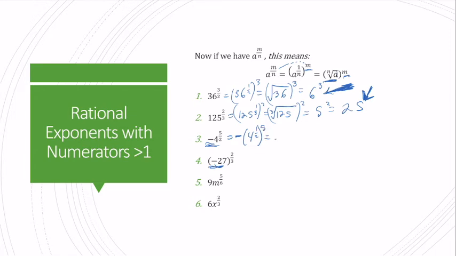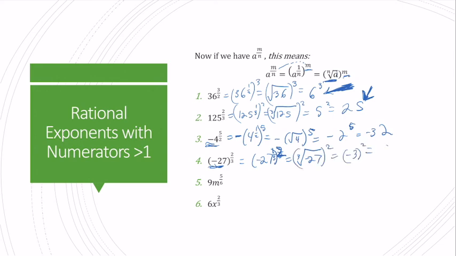So here I have negative square root of 4 to the 5th, which is negative 2 to the 5th, which gives me negative 32. If I have negative 27 to the 2/3, that negative's coming with me, so I've got negative 27 to the 1/3 power squared. So I have the cube root of negative 27 squared, which is negative 3 squared, which is 9. And then I had these examples in class, which I didn't find incredibly helpful, so I'm going to skip those because they really don't work very nicely.